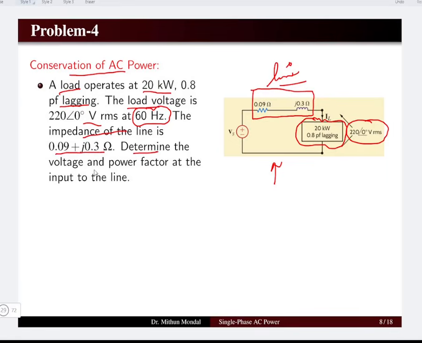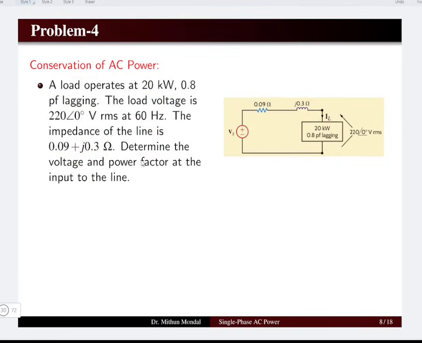We have to determine the voltage and the power factor at the input of the line. So here the input or the source is there, and we have to determine what its voltage is and what the power factor is at the input of the line.